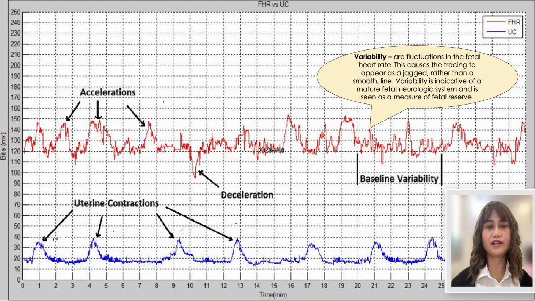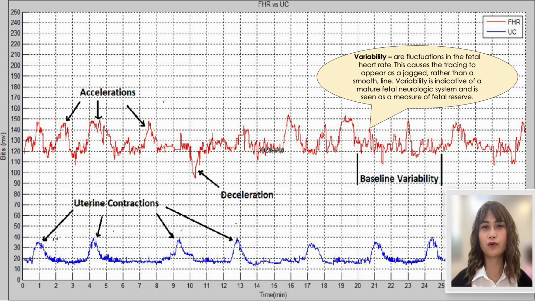This causes the tracing to appear as a jagged rather than a smooth line. Variability is indicative of a mature fetal neurologic system and is seen as a measure of fetal reserve. Reassuring feature is greater than or equal to 5 BPM. Non-reassuring feature is less than 5 BPM for 40 minutes but less than 90 minutes. Abnormal feature is less than 5 BPM for 90 minutes.